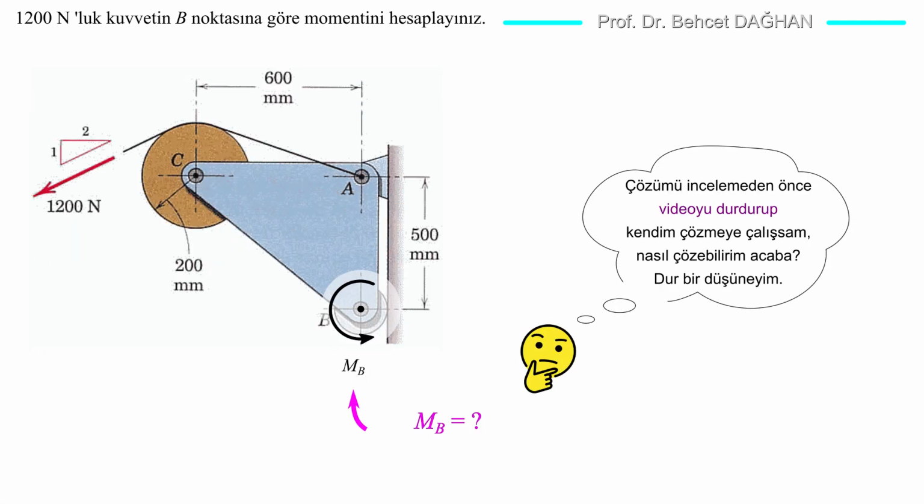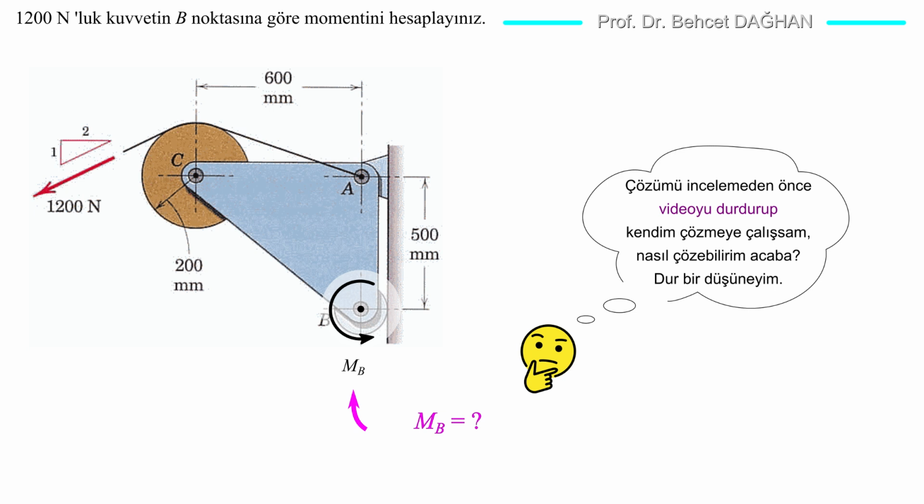A 1,200 newtons force is applied to the end of a rope. The slope of the force is given in the ratio of 1 to 2, a right triangle with a 1 to 2 ratio of its legs. We will find the moment of the 1,200 newtons force about point B. As can be seen in the figure, the moment is in the counterclockwise direction. We will find the magnitude of this moment.